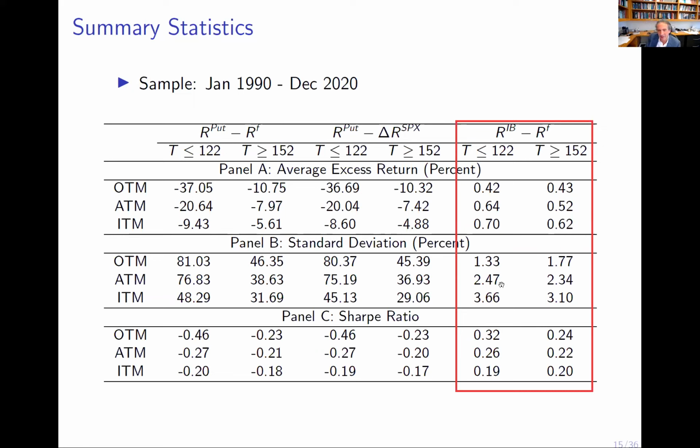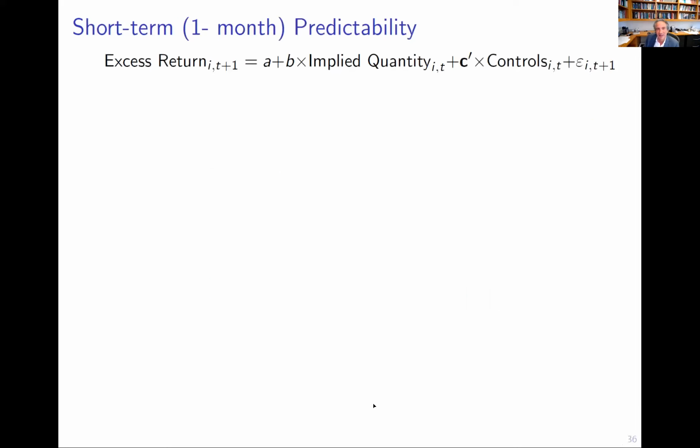Notice that they don't have much volatility. If you look at the volatility of put options, talking about 76% as an example at the money, for the bonds it is 2%. So they are not volatile. Most of it is actually the zero coupon bond, the treasury, but still they're not safe. So what we do, we run this regression of excess return over implied quantity to get it started.